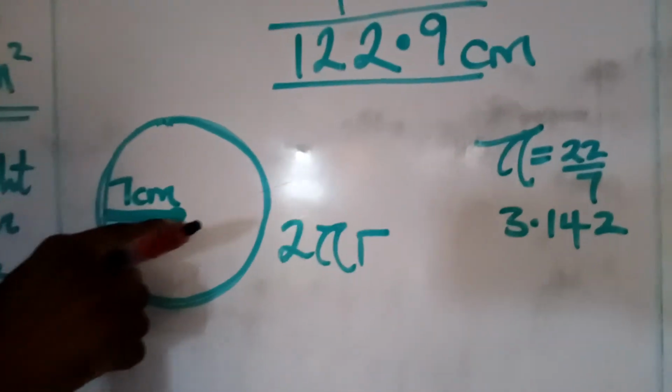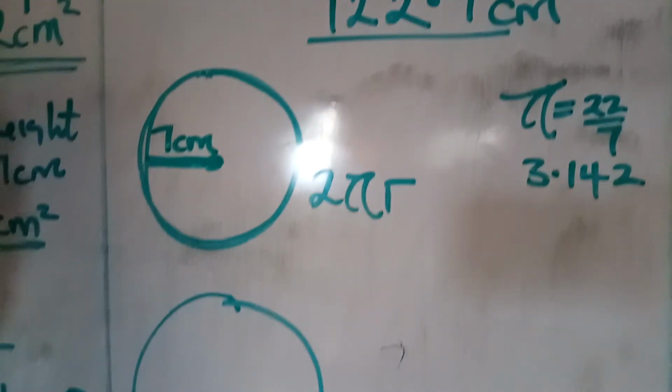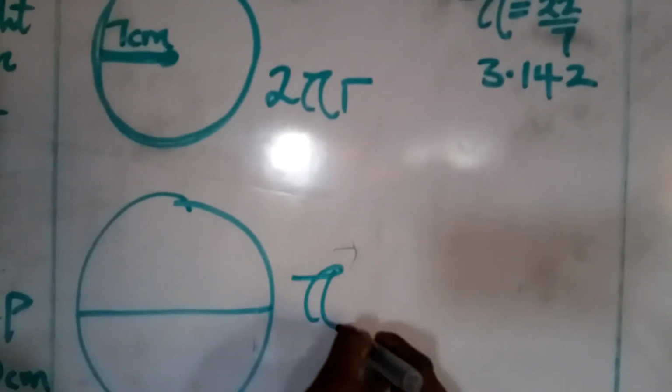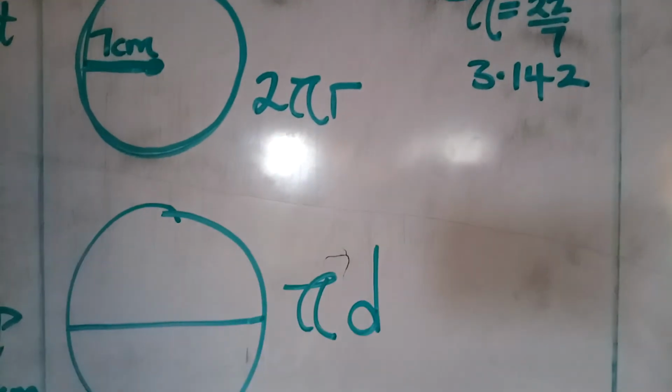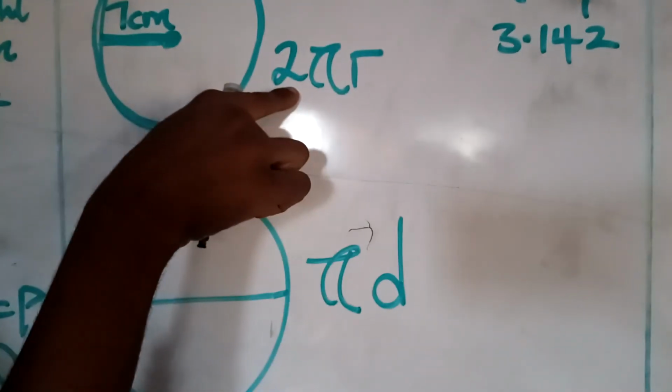Now the formula for circumference of a circle is 2 pi r when your question is given to you in radius. Or sometimes it might be given to you in diameter. We do not use that formula. We make use of this formula, which is pi d. Now our question is given to us in radius, so we use this.